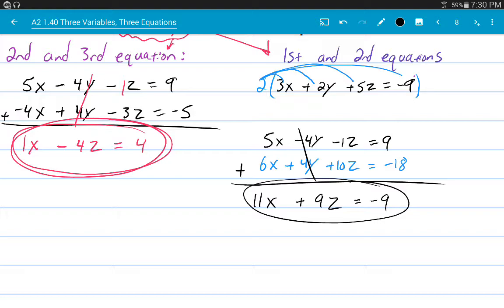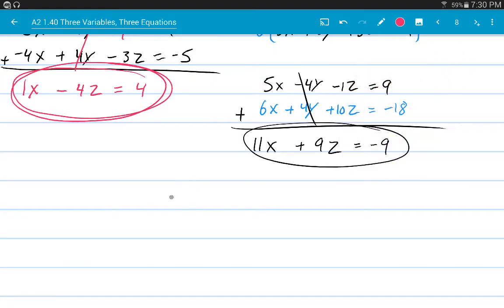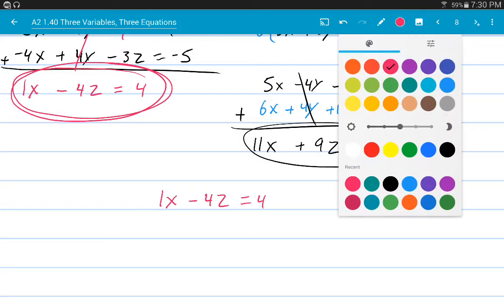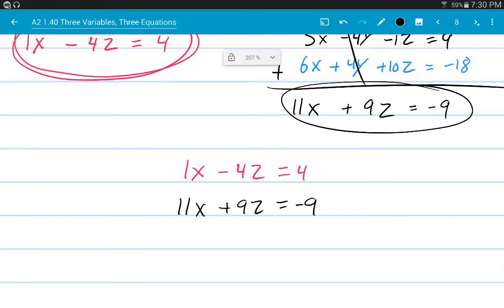If you know what I'm about to do next, pause and finish yourself. I'm going to take both of these equations. It's positive 1x minus 4z equals 4. 11x plus 9z equals negative 9. Now ask yourself, which one of these letters seems easier to get rid of? 1 and 11 on the x's, or 4 and 9 on the z's?